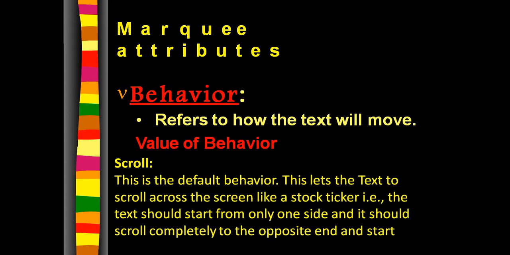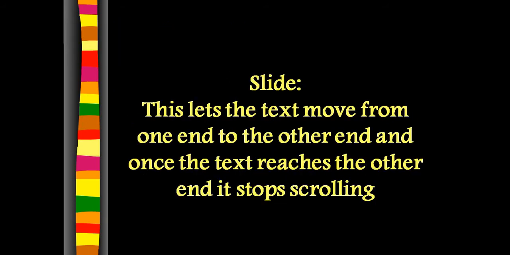What will scroll do? This lets the text scroll across the screen like a stock ticker. That means the text starts from one side and scrolls completely to the opposite side and again starts. Next is slide. It is another value of behavior. This lets the text move from one end to the other end, and when the text reaches the other end, it stops scrolling.